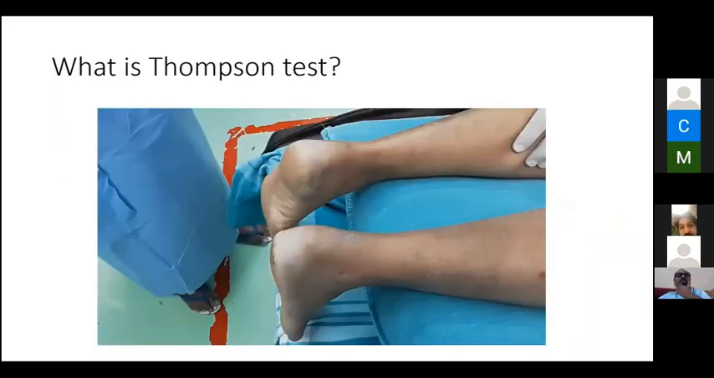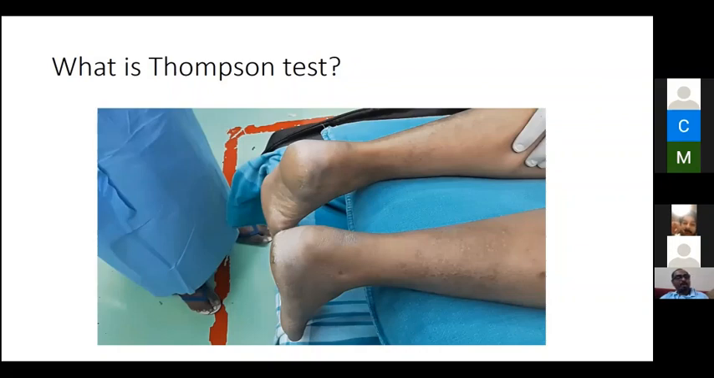Yes, sir. Okay, so what is the Thompson test? With the patient in prone position and the ankle at 90 degrees, in neutral position, we press the calf region, which is the area with most of the bulk of the calf, and then there will be plantar flexion of the foot. If the continuity is maintained, there will be plantar flexion. If there is a breach in continuity of the tendon, then the plantar flexion won't be present.